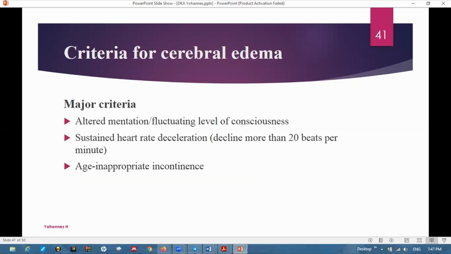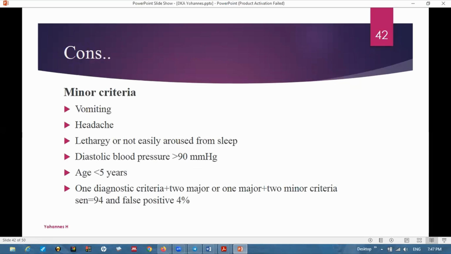One is altered mentation or fluctuation of level of consciousness, sustained heart rate deceleration of more than 20 beats per minute, age-inappropriate incontinence. These are the major criteria for cerebral edema. Minor criteria: vomiting, headache, lethargy, diastolic blood pressure more than 90, age less than 5 years. So one diagnostic criterion plus two major, or one diagnostic criterion plus one major plus two minor, will have a sensitivity of around 94% and a false positivity of around 4%.